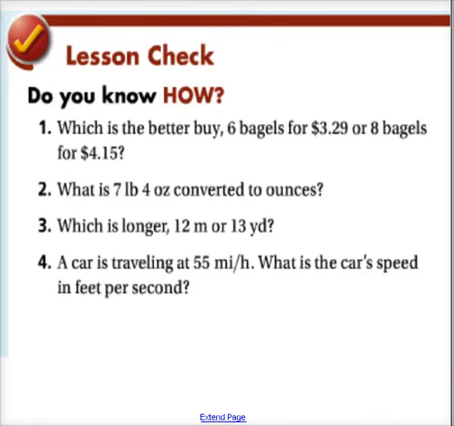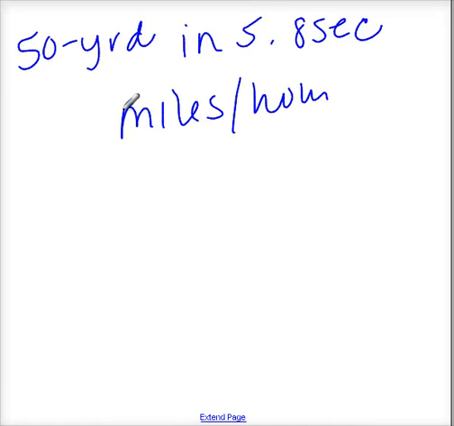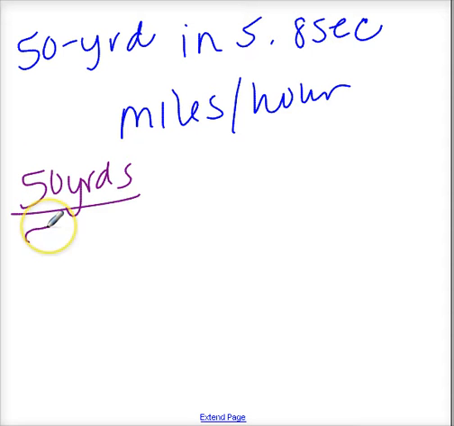There is one more problem. I'm going to back up for a second. Going back to that dimensional analysis. If I have a student that ran a 50-yard dash, and they did it in 5.8 seconds, really fast. At what speed did the student run in miles per hour? So I know how many yards per second, but I want to know how many miles per hour. Here's a dimensional analysis like I talked about. Start with what you know. Put 50 yards over the 5.8 seconds, because that's what I know.